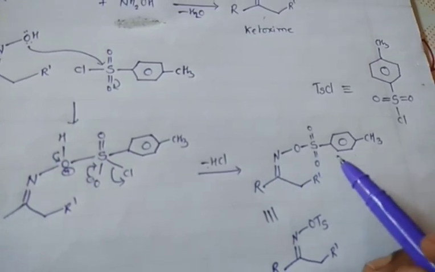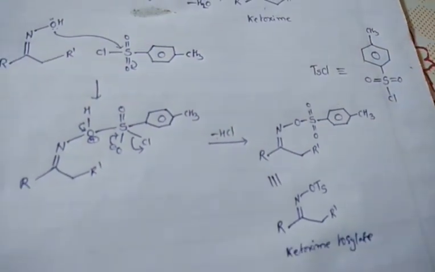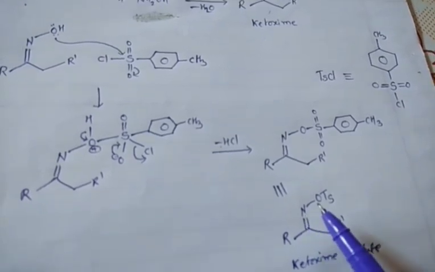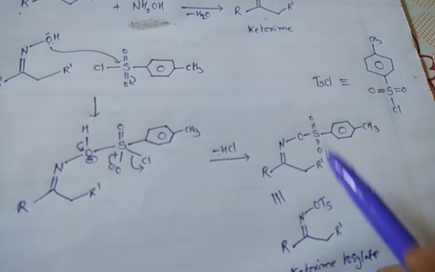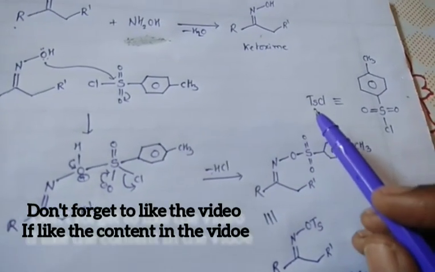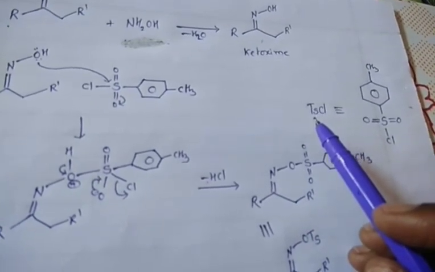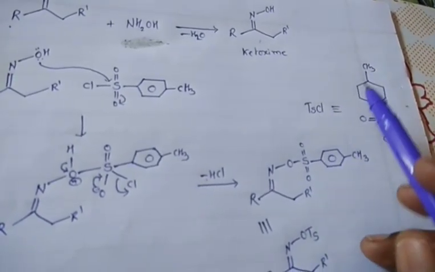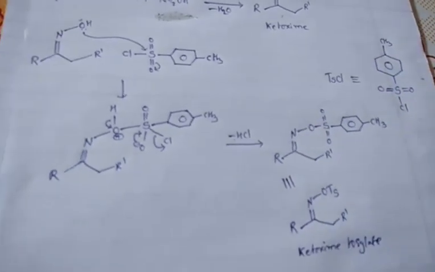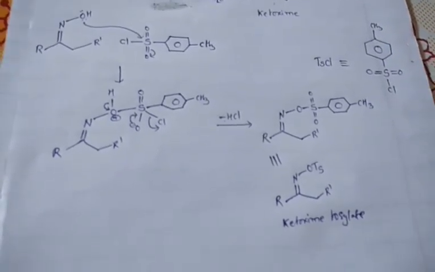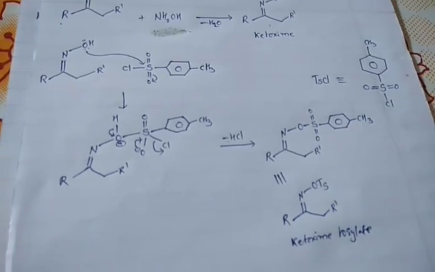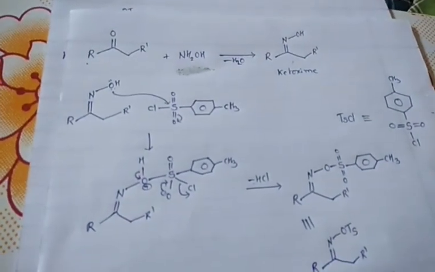Now this ketoxime tosylate can be written like this: R C double bond N OTs. This OTs is nothing but the tosylate group. Now generally we know that TsCl, that is paratoluenesulfonyl chloride, has a structure like this. So this is the preparation of a ketoxime tosylate. Now we will see the mechanism involved in the Neber rearrangement.